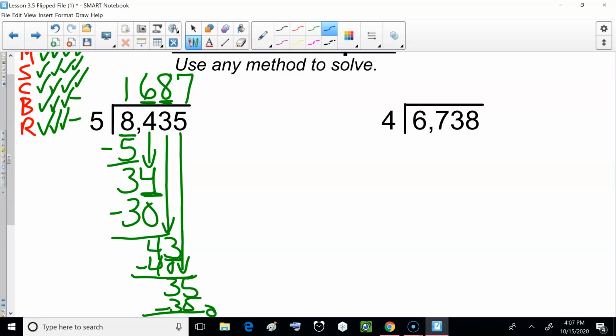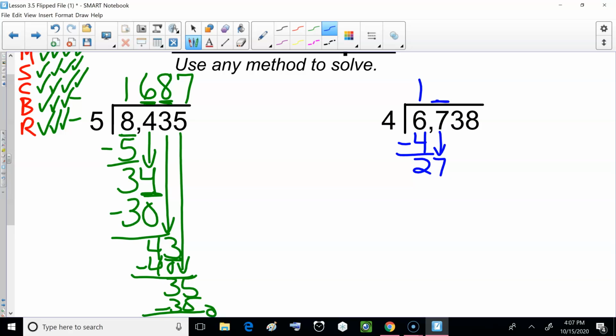The next problem, 6,738 divided by 4. Here we go. So 4 can go into 6 one time. 1 times 4 is 4. I'm going to subtract. 6 minus 4 is 2. I'm going to check. 2 is less than 4, so I'm going to bring down the 7, knowing that I'm now going to be in the hundreds place value. And now I can repeat. So in a sense, I'm doing that same thing in my head, except the checklist, I'm just doing the mental checklist as I go through the problem.